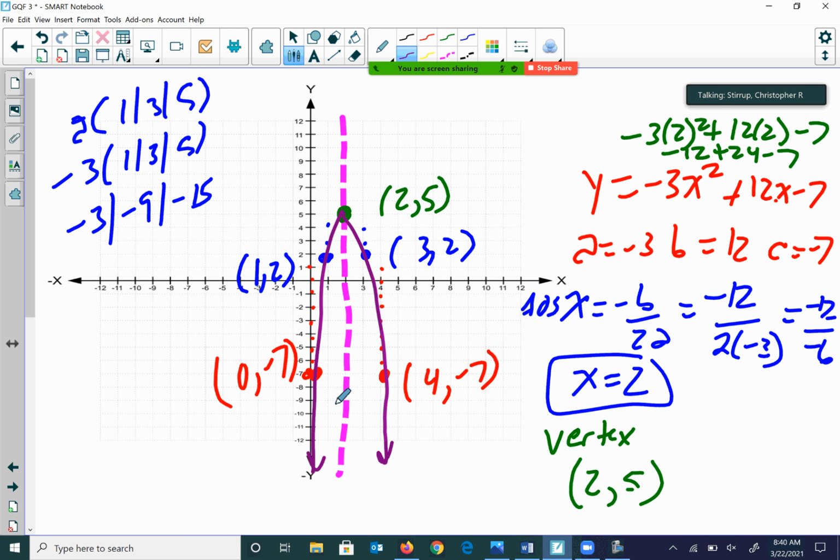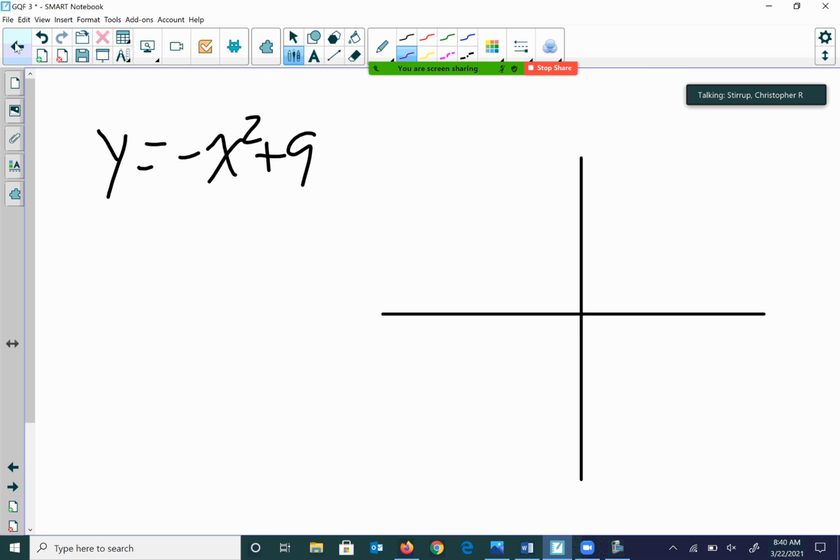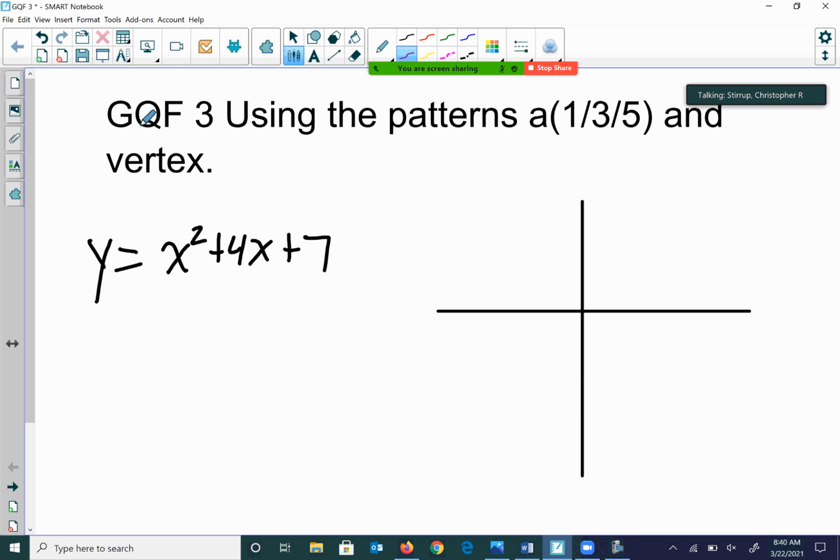Okay? Questions on those? That's what the homework looked like. Okay? Now you should have the notes that I gave you as part of that big old packet. If you go back to it, it's going to be GQF number 3 using the pattern graph.